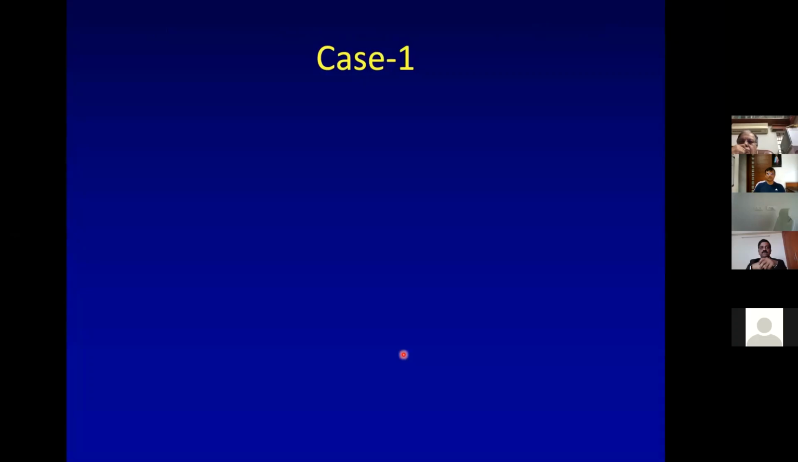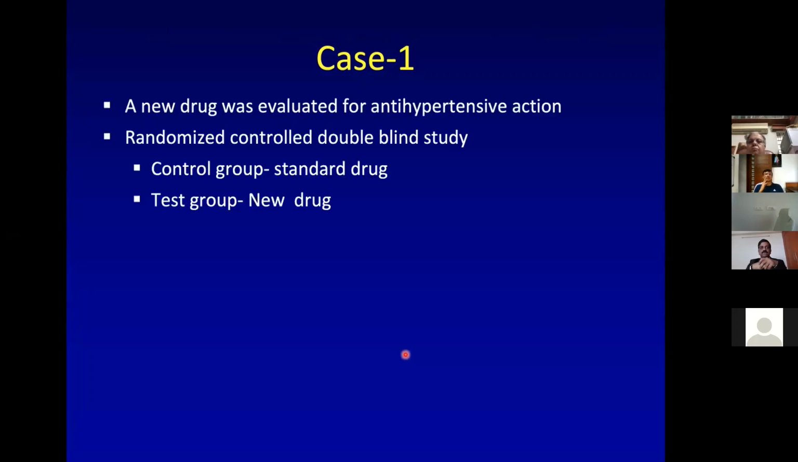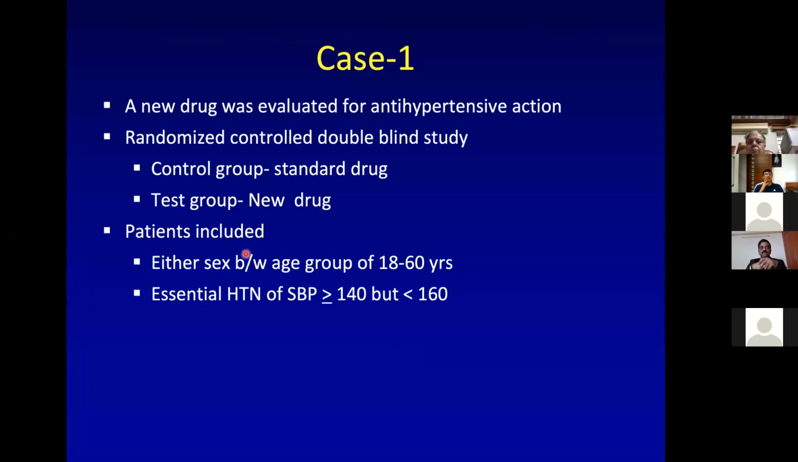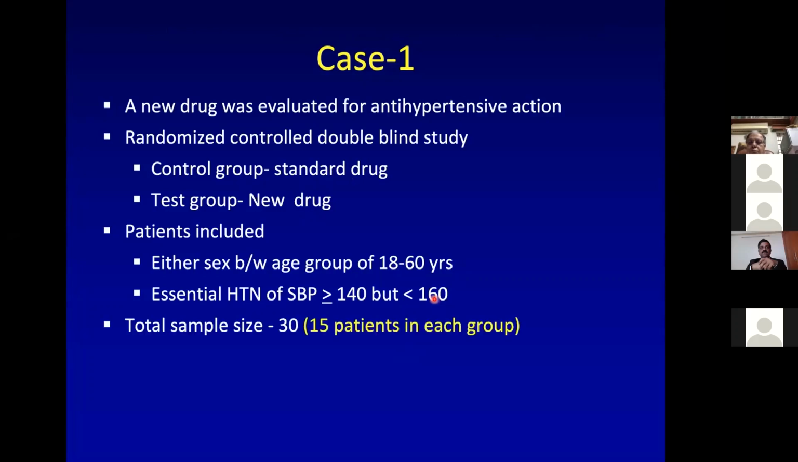Now here, it's not a cardiology case, but it's an example of a clinical trial that we did. Very simple, new drug for hypertension. It's a randomized, controlled, double-blinded study, the standard design that we use to evaluate any treatment. So control group gets a standard drug, and the test group gets a new drug, right? The patients are adults of either sex, and this is the definition of systolic blood pressure for us to include them. Total sample size, very simple, like a PG thesis maybe, 30 patients, randomized 15 in each of the two groups.